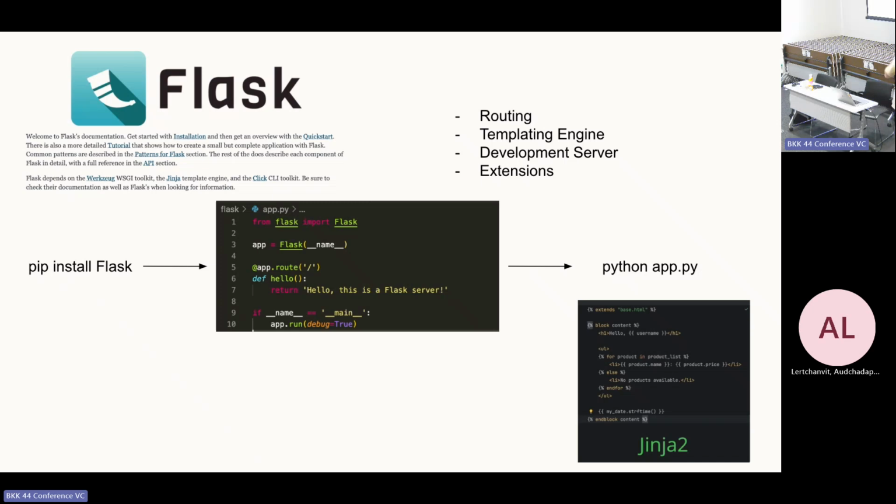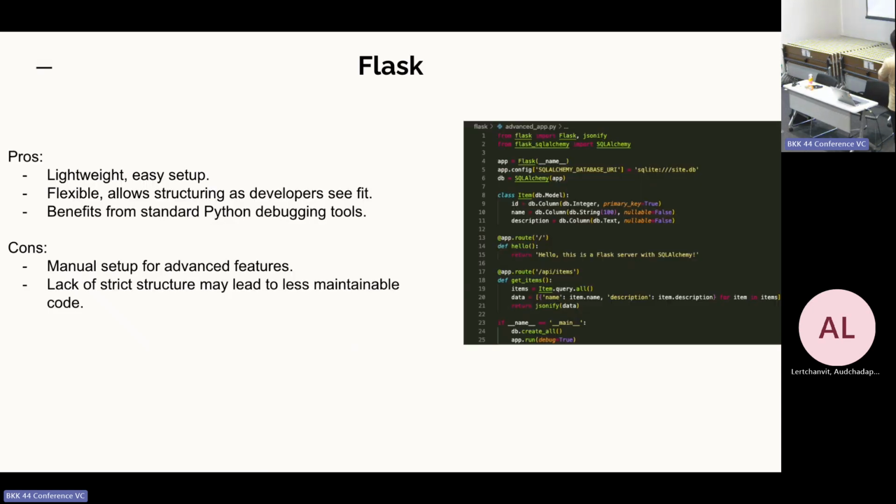So Flask overall is convenient. It has these tools such as routing, template engine, development server, extensions. It's nice to write. We can look at some advanced code here. You can use libraries such as SQLAlchemy and then connect to a database. All of this is simple, it's nice, it's moderate. Pros: lightweight, easy setup, flexible, allows structure as developers see fit. Benefits from standard Python debugging. Cons of that: manual setup.